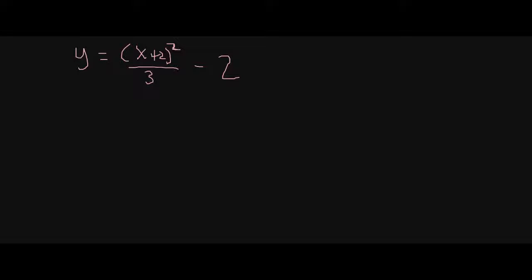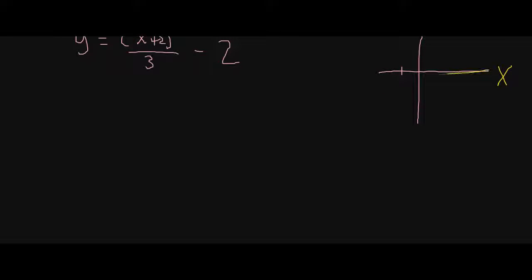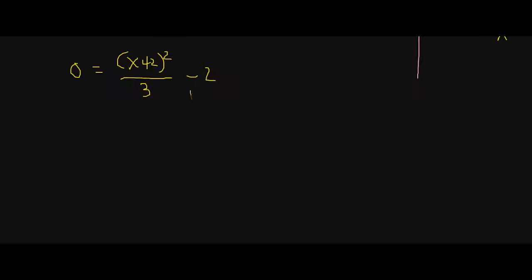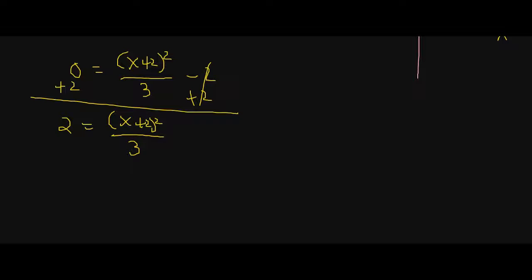Okay, so we want to solve for the roots of this problem. If we want to solve for the roots, what is your y value? I hope by now you figured it out. That's just going to be 0. So let's set our y value equal to 0. We get 0 equals x plus 2 squared, all divided by 3, minus 2. The first step is to add 2 to both sides. We always undo any addition or subtraction. Cancel, cancel. We get 2 is equal to x plus 2 squared, all divided by 3.